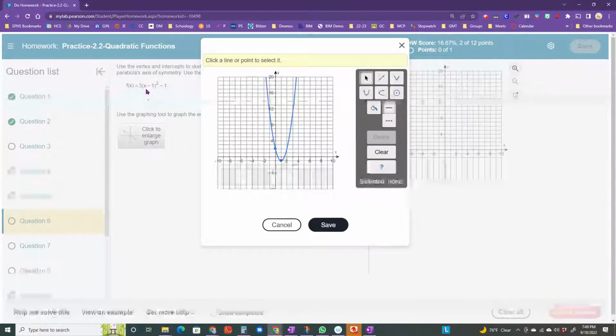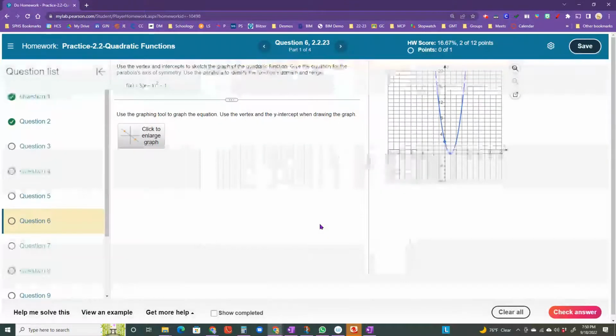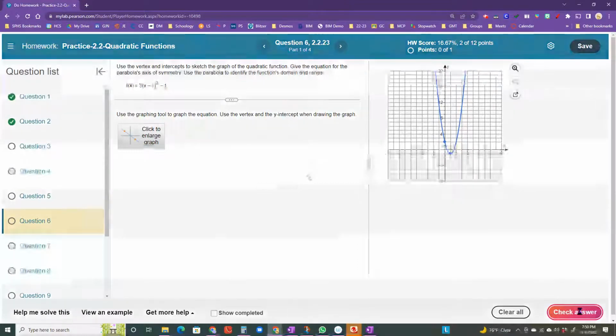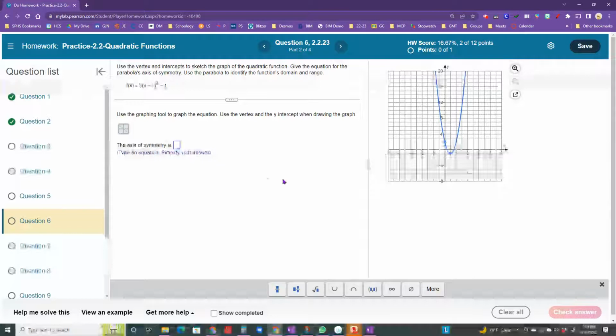If you plug in 0, 0 minus 1 is -1, squared is 1, 3 minus 1 is 2. And did I graph that? 0, 2. That's where I graphed it. So I know that's right, and he wants me to check my answer. So we did. Make sure you answer all the parts. The axis of symmetry, type an equation. If you do not put an equation, y'all, it is always x equals a number. In this case, it's that part that's squared, x equals 1.